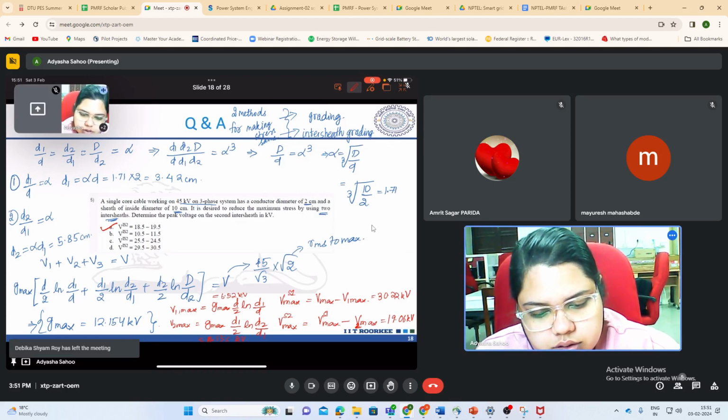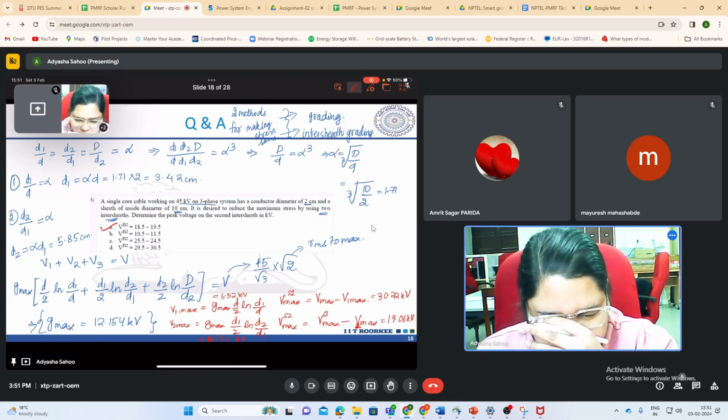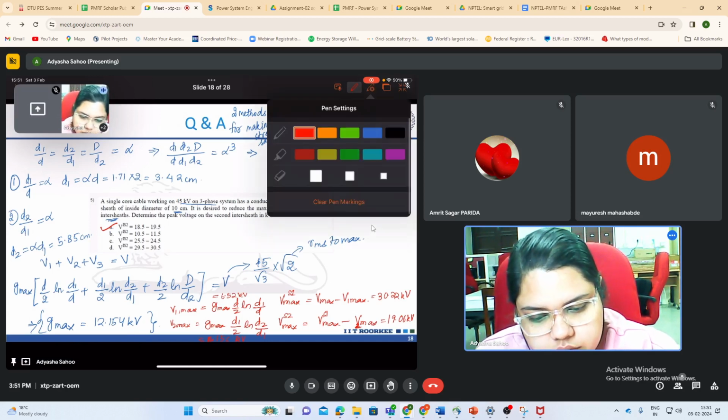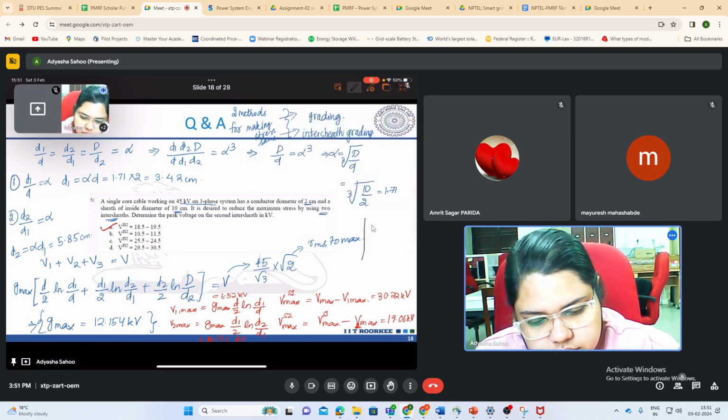So for intersheath grading, you need to remember two relations. देखो ये maximum stress का relation you know from previously. For intersheath you have two conditions. First is the ratio.